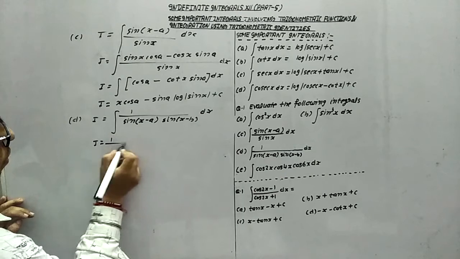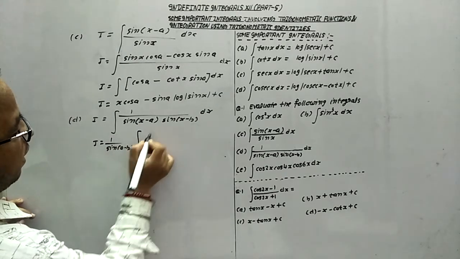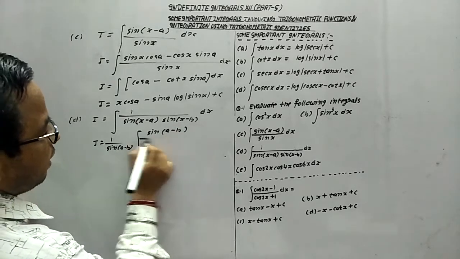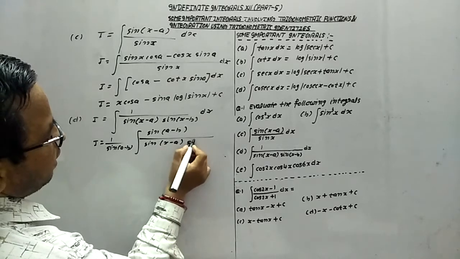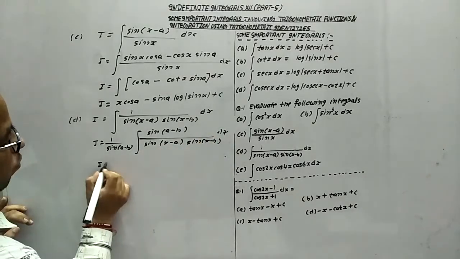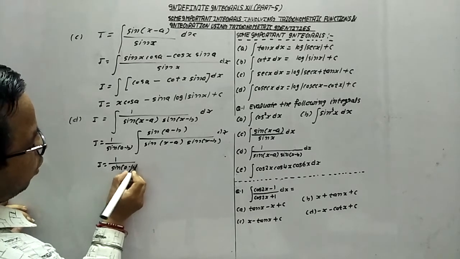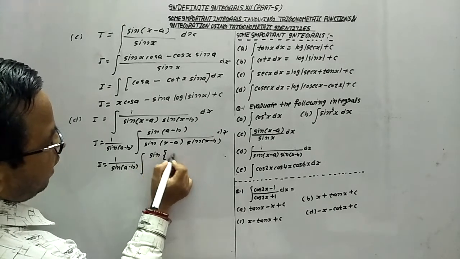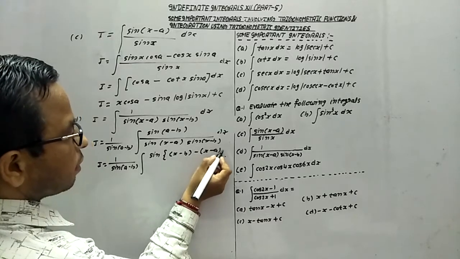So look at this thing: 1 upon sin(a minus b), we are multiplying by this, and we are dividing and multiplying by sin(a minus b). This is sin(x minus a) sin(x minus b) dx. Now we are going to write it in the form of sin(a minus b), including x also in the numerator. How will we write it? We can write sin((x minus b) minus (x minus a)). Now look at this thing.